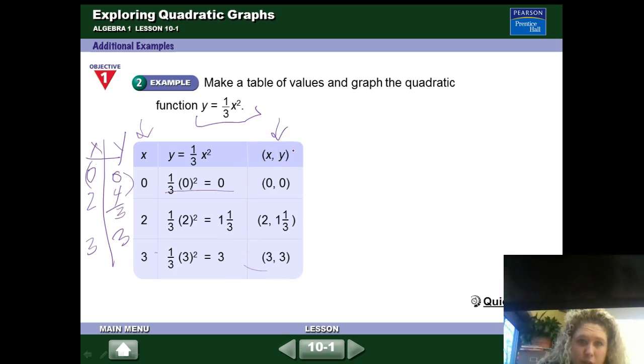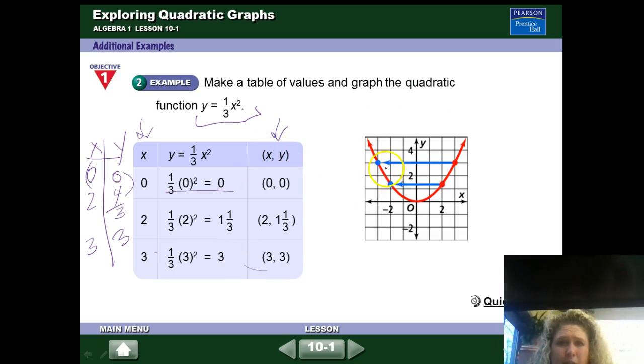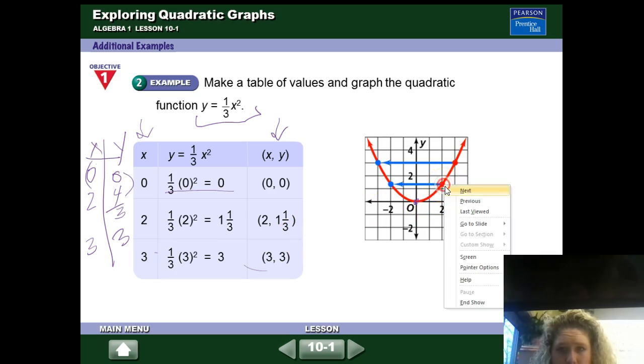What we're going to do is we're just going to graph those ordered pairs. So they've already done this for me. So here we have 0, 0, and 2, 1/3 is right here in red, and 3, 3.